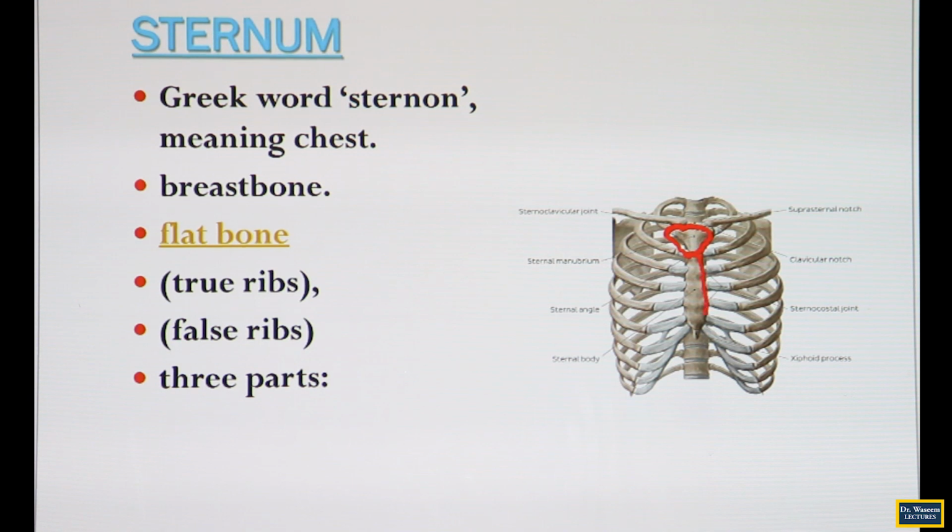This middle portion is called the body of the sternum, and the last small projection, this one, is called the xiphoid process. So, it has three parts here. Ribs are directly or indirectly attached to the sternum here.